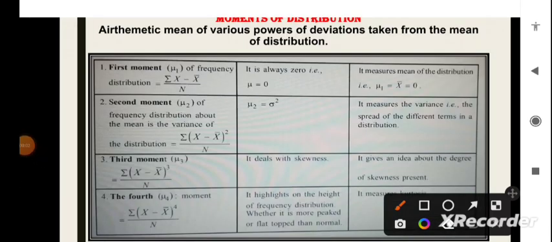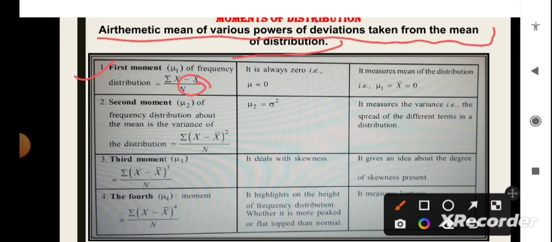Now, let's know about the moments of distribution. Moments of distribution are described as the arithmetic mean of various powers of deviations taken from the mean of distribution. The first moment of distribution is equal to the sum of (x minus x bar) divided by n, and it measures the mean of the distribution. As earlier we have studied, when we calculate x minus x bar and add it, all of these values come out to be 0. So the first moment of distribution is always 0.